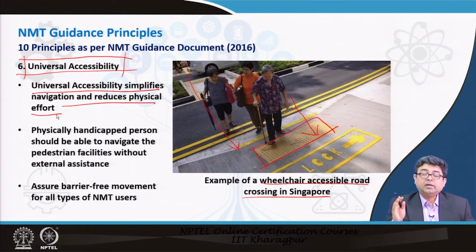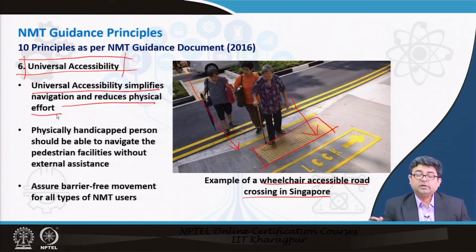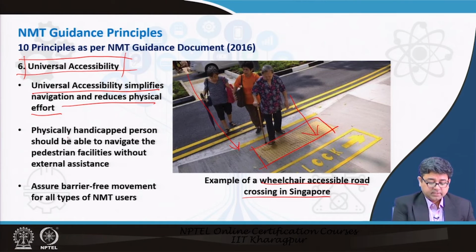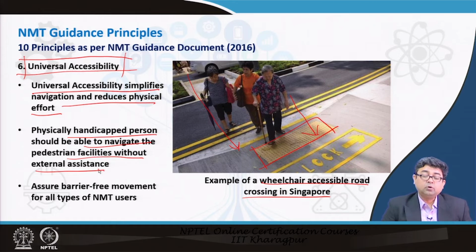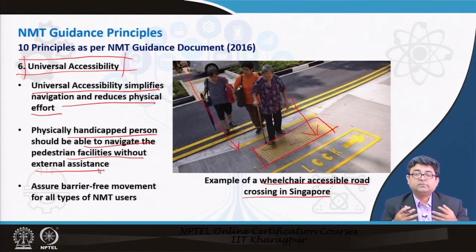When we are talking about NMT users, we have to always realize that there is a level of physical effort that goes into walking or bicycling. So, we have to always try to minimize that physical effort. A physically handicapped person should be able to navigate the pedestrian facilities without external assistance. So, that should be our goal. Our goal should not be that a specially abled person will always have somebody helping him or her. He or she should be able to navigate through these facilities by themselves. So, that should be our aim while we are designing these NMT facilities.